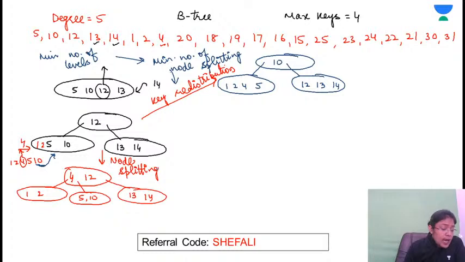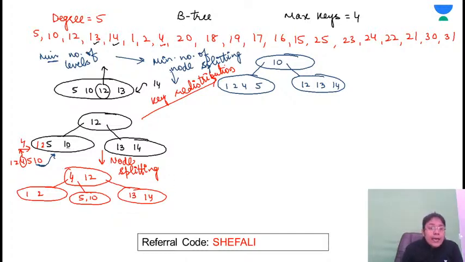Why 10 is going at the root? Minimum is strict for key redistribution. Yes. If minimum is asked, you can observe here, if keys are redistributed, definitely it is not going to the next level. Splitting is not happening, so the minimum number of levels will be there, right?